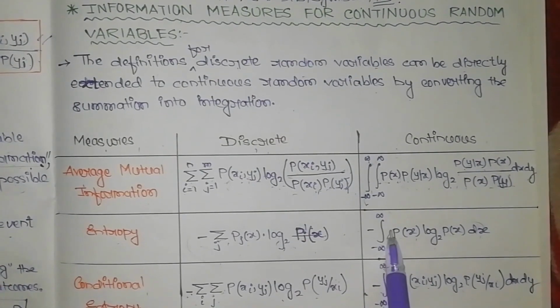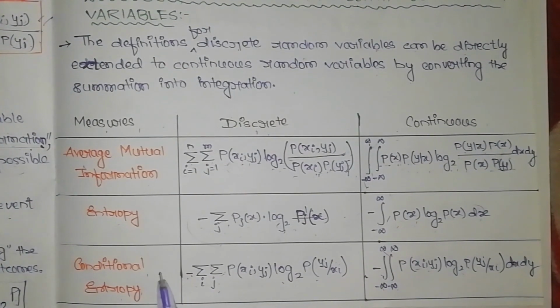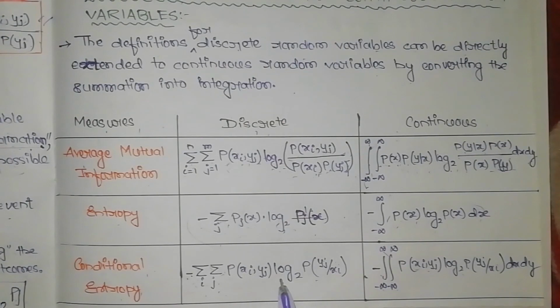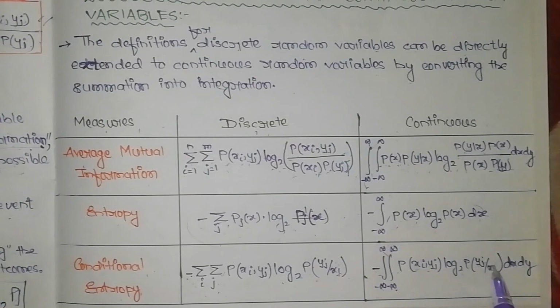And the last one is the conditional entropy. For conditional entropy, the discrete formula is minus of summation over i, summation over j, p of x_i comma y_j into log of p of y_j by x_i base 2. Similarly, for the continuous one, if we convert the summation into integration, the whole thing will remain the same. So it will be minus of double integration from minus infinity to plus infinity p(x, y) log of p(y/x) base 2 dx dy.